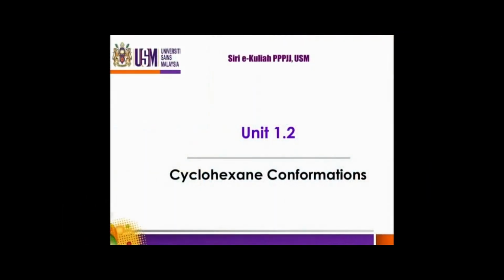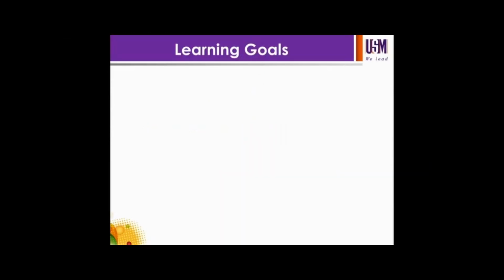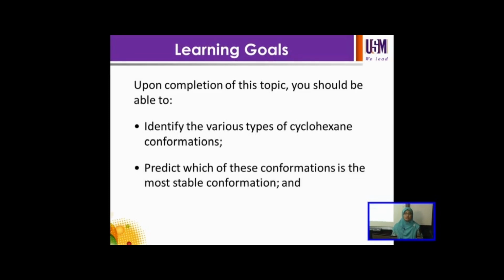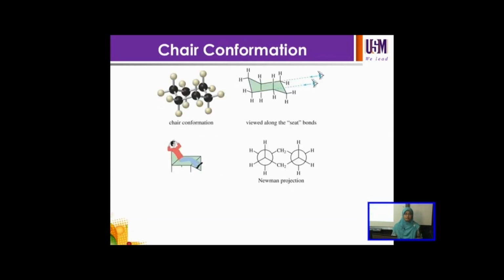This is the second video covering chapter 1, which is structure and stereochemistry of alkenes. In this topic, we will discuss cyclohexane conformations. Upon completion of this topic, you should be able to identify the various types of cyclohexane conformation, predict which of these conformations is the most stable, and finally draw a chair conformation.